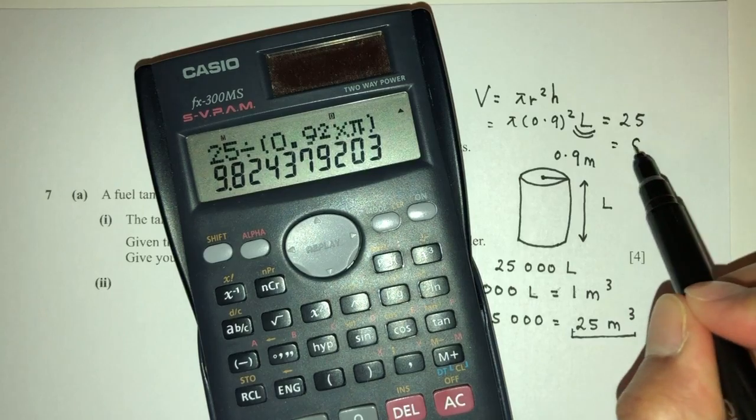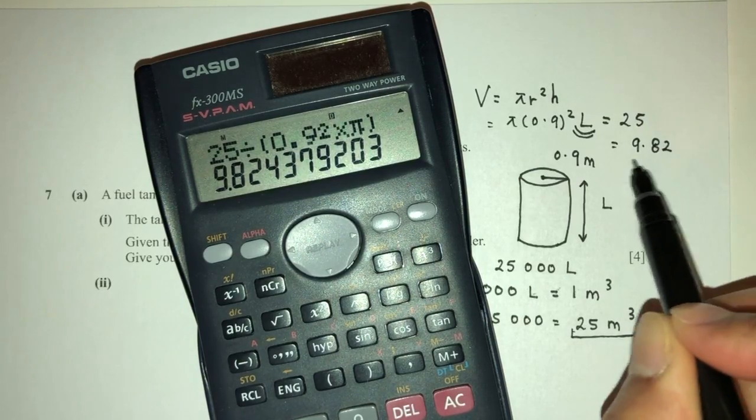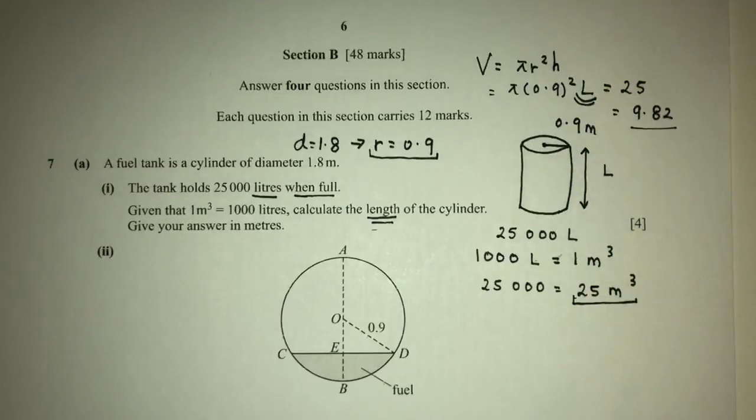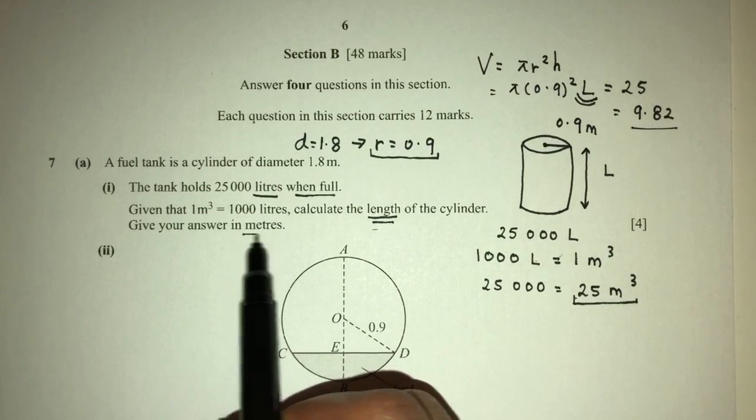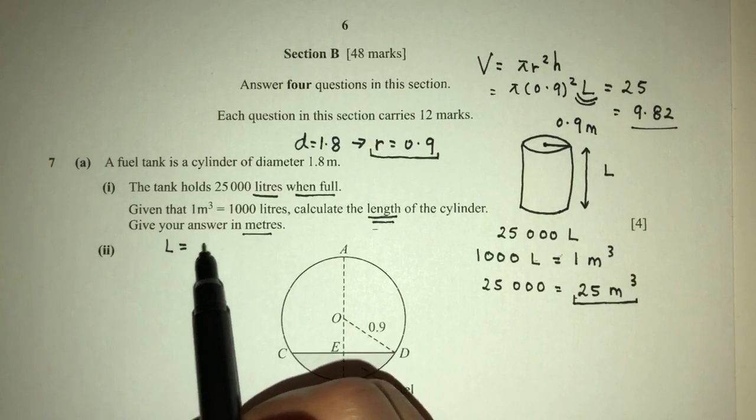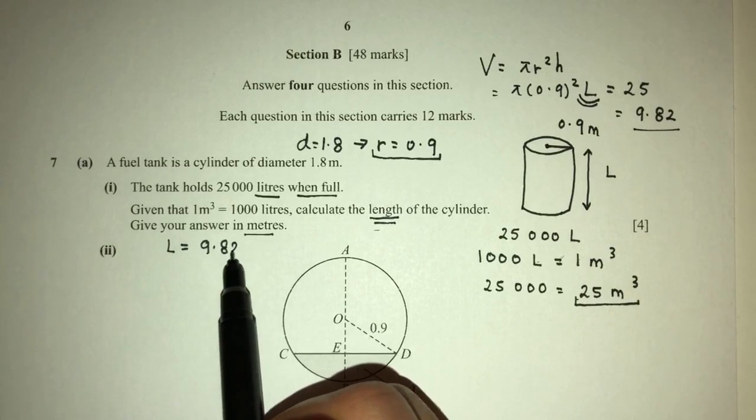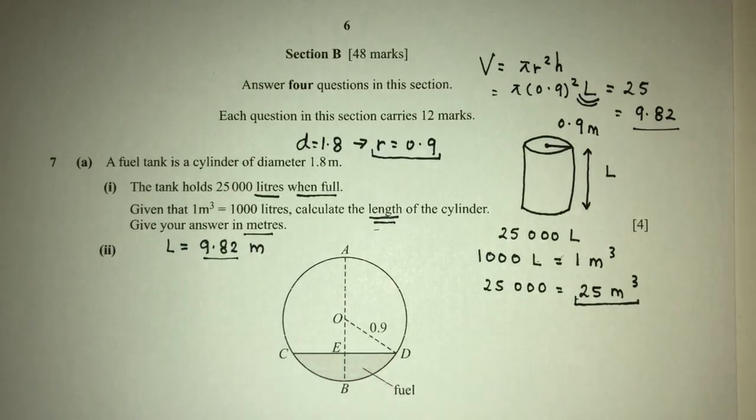That should be 9.82, correct to 3 SF. Give your answers in terms of meters, so the length or the height will be 9.82 meters. That will be part A of the question.